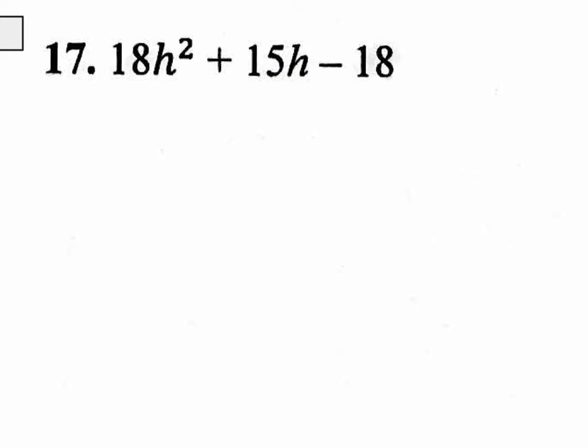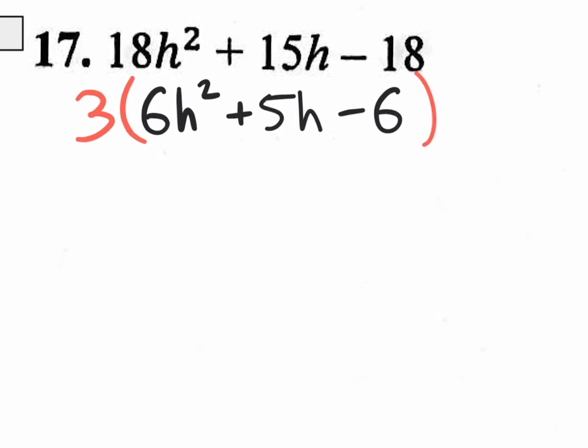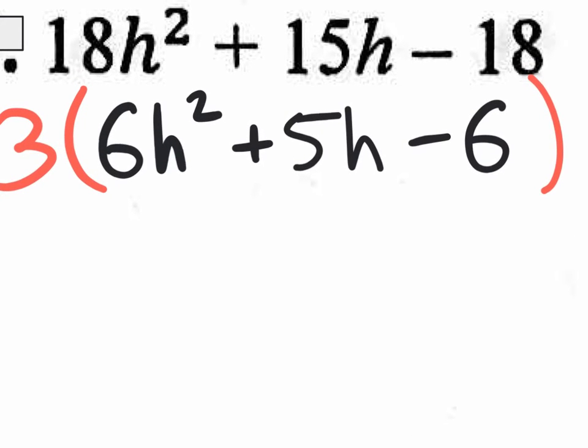Number 17, before beginning, we could pull out a GCF. Pull out a 3. 6h squared plus 5h minus 6. Now you could focus in on the inside quadratic trinomial. So a is 6, c is negative 6. So step 1, a times c, that's going to be a negative 36.